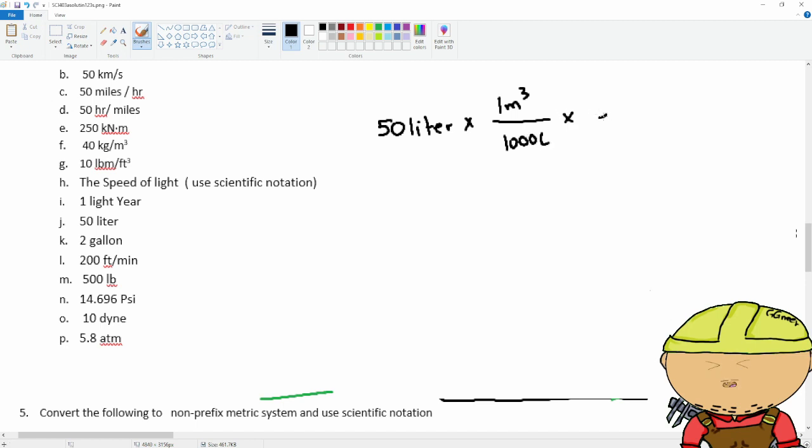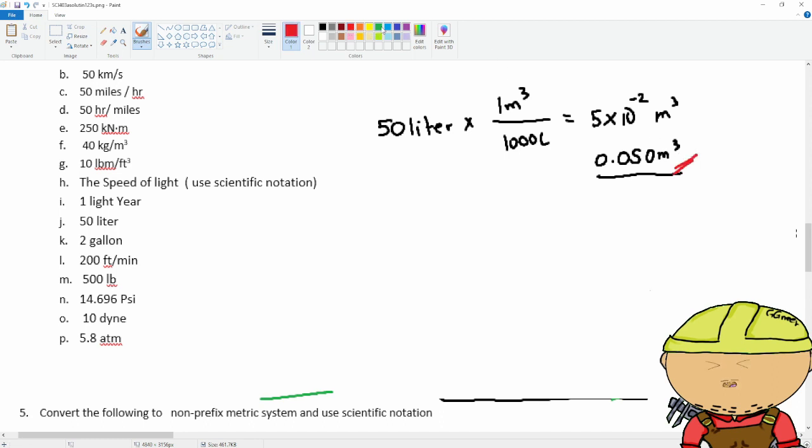Okay, and so that's gonna become... Let's use scientific notation for much better. You could do 5 times 10 to the negative 2 meter cube, or you can do 0.05, 0.050 meter cube. Okay? And that's MKS.